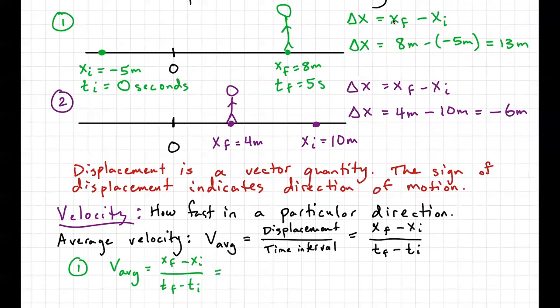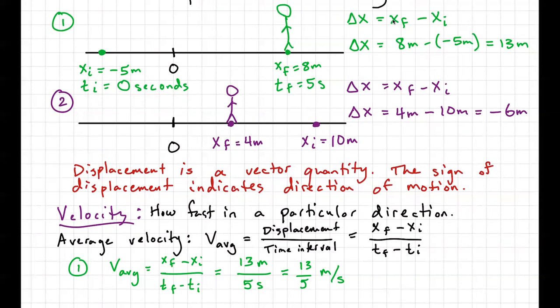So we already figured out what the displacement was up here. X final minus X initial was 13 meters, positive 13. And the final time is 5. The initial time is 0. So the time interval is 5 seconds. And our average velocity is 13/5 meters per second. That's our average velocity for this time interval.